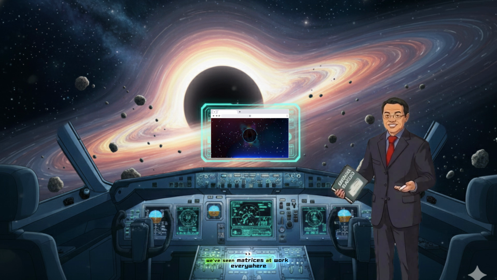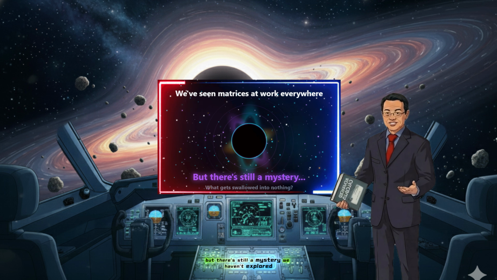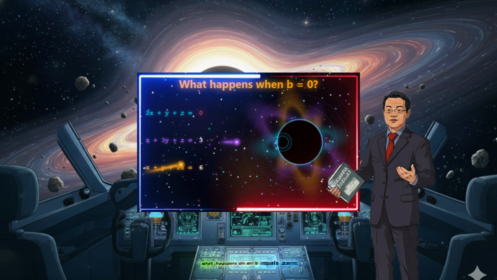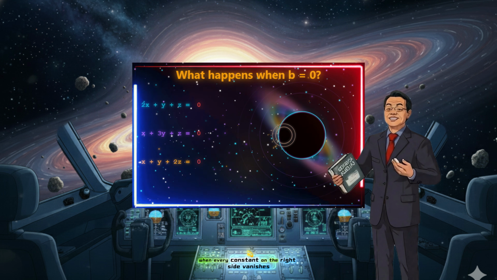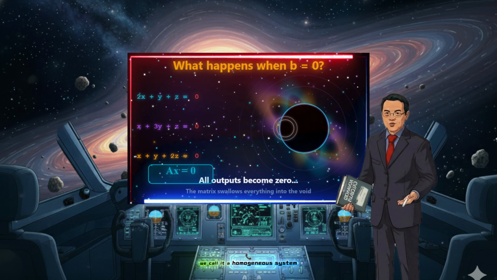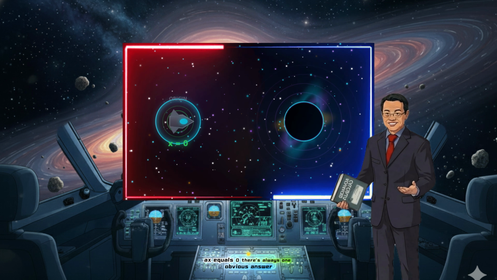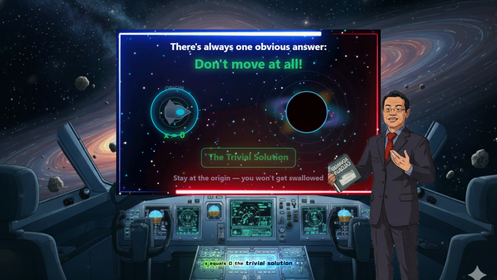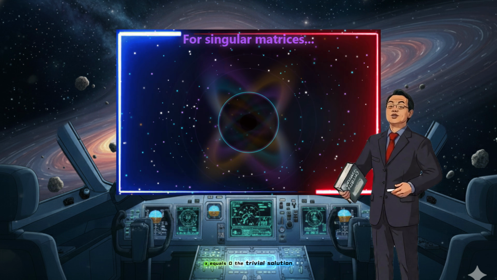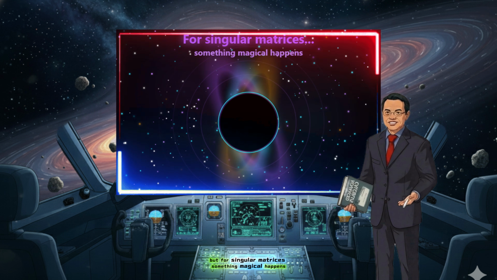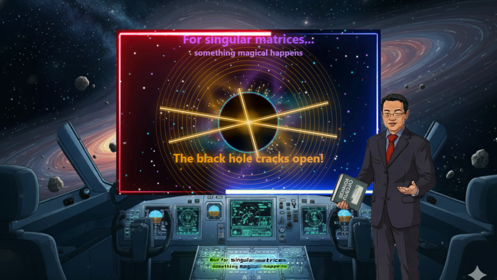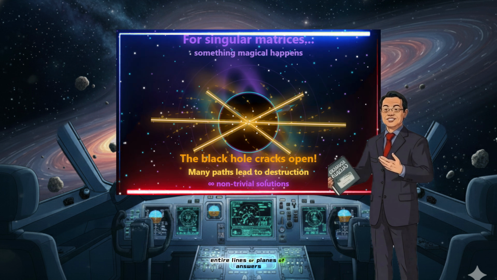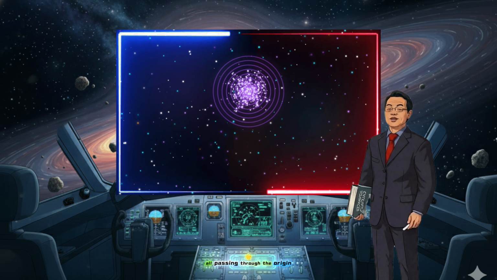We've seen matrices at work everywhere, but there's still a mystery we haven't explored. What happens when b equals 0? When every constant on the right side vanishes, we call it a homogeneous system. Ax equals 0. There's always one obvious answer. X equals 0, the trivial solution. But for singular matrices, something magical happens. Non-trivial solutions appear, entire lines or planes of answers, all passing through the origin.